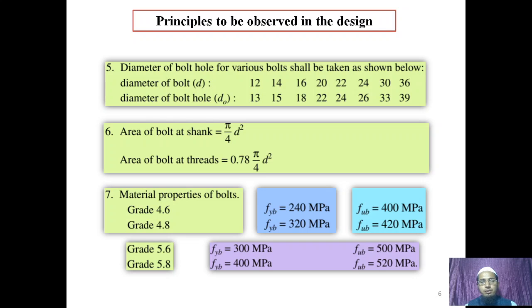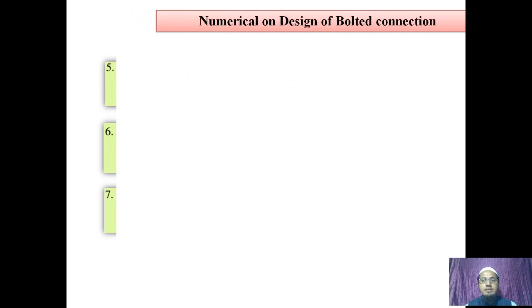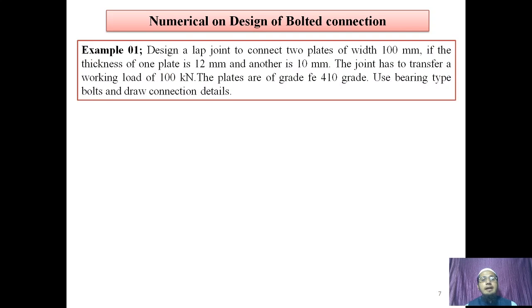As we have known about these points, let's solve a simple numerical on design of bolted connections. Here is a numerical: Design a lap joint to connect two plates of width 100 mm, if the thickness of one plate is 12 mm and the other is 10 mm. The joint has to transfer a working load of 100 kilonewton.